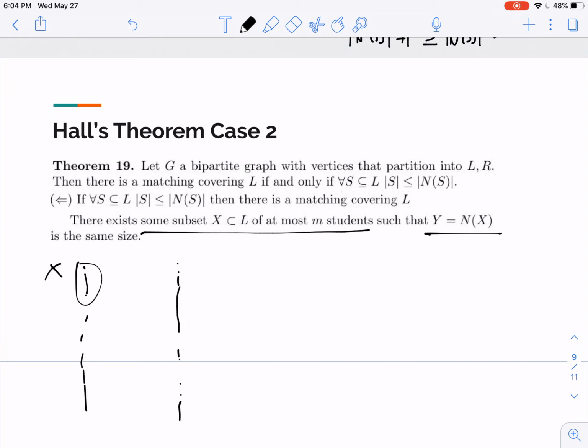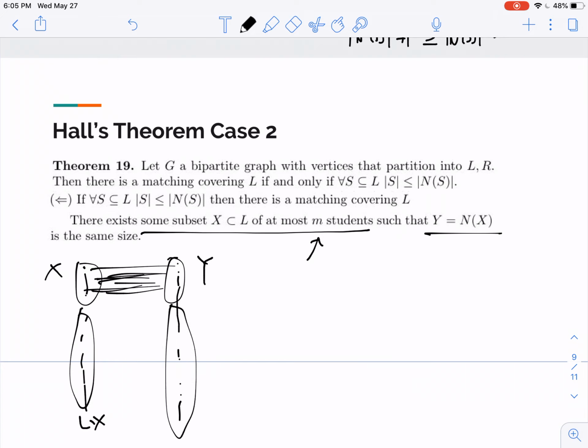There's some subset X here, there's some subset Y, and all tutors that students in X prefer are in Y. This suggests, if we take a similar approach as in case 1, that M has at most M students, so we could apply the inductive hypothesis here. And then L minus X has at most M students, so we could apply the inductive hypothesis there to L minus X and R minus Y. And that's exactly what we're going to do.